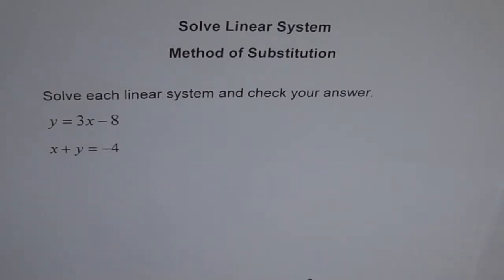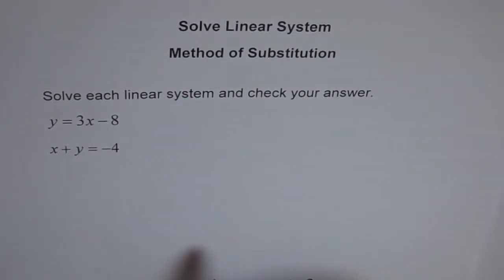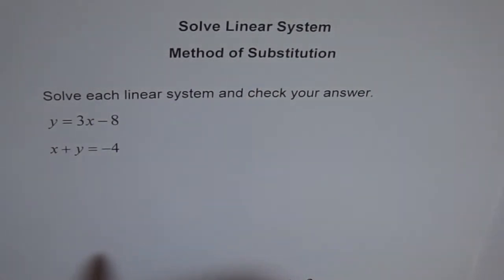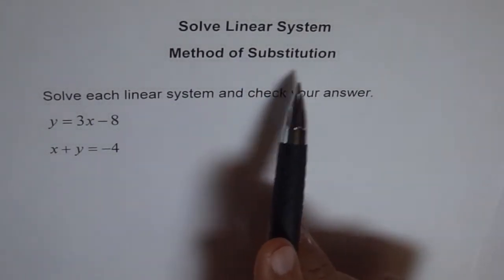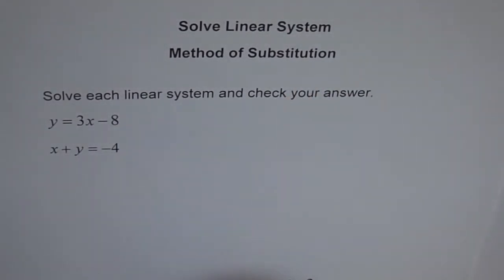Now, here we have two methods. One is called substitution, the other one is elimination. We'll deal with substitution in this video. Substitution, as the word says, means we substitute one variable into another. And for that, what do we need? We need to isolate one variable first, and only then can we substitute. So that is the strategy.